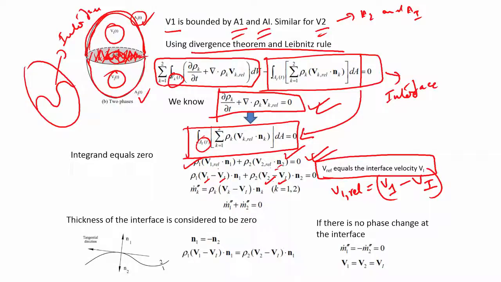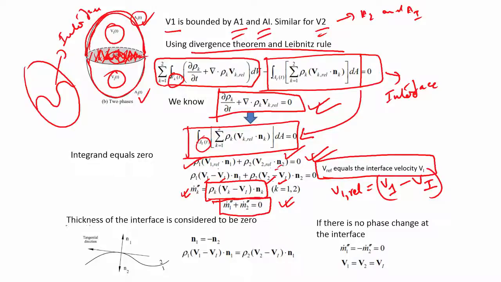Now, if you consider this particular term, what does this designate? This designates some kind of a mass flux, V k minus V I dot n k into rho k. It definitely designates a kind of a mass flux. So, it essentially means the sum total of the two mass fluxes considering both the phases has to be equal to 0. So, m 1 double prime plus m 2 double prime has to be equal to 0.